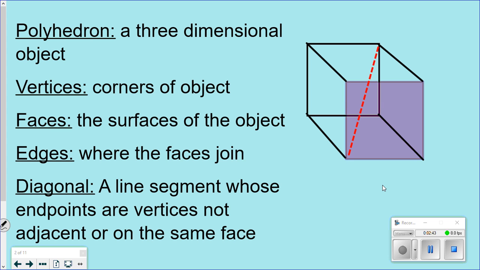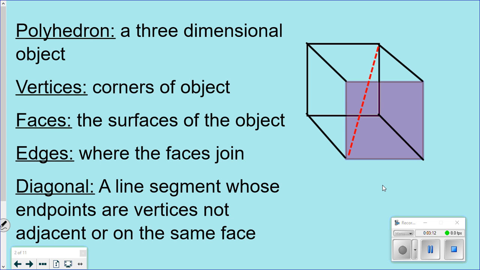All right, so I'm going to get started. A polyhedron is a 3D figure that has a base as a polygon. So anything that has a base with 3 sides or more is called a polyhedron. Why would a cylinder not be a polyhedron? Yeah, because the circle's not a polygon. Correct.